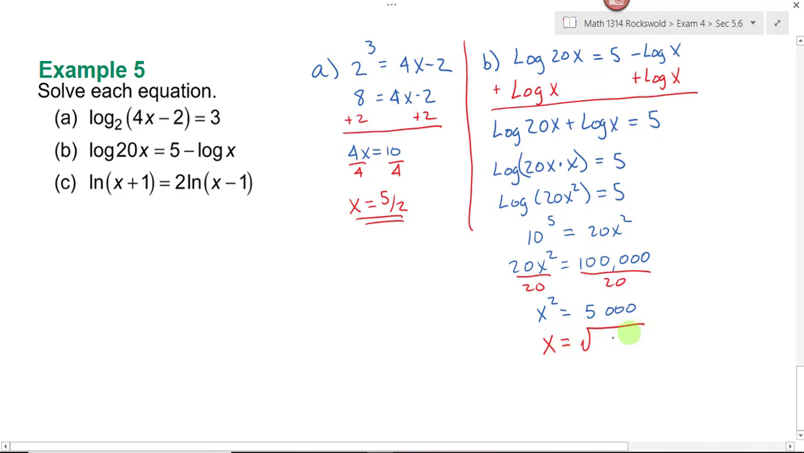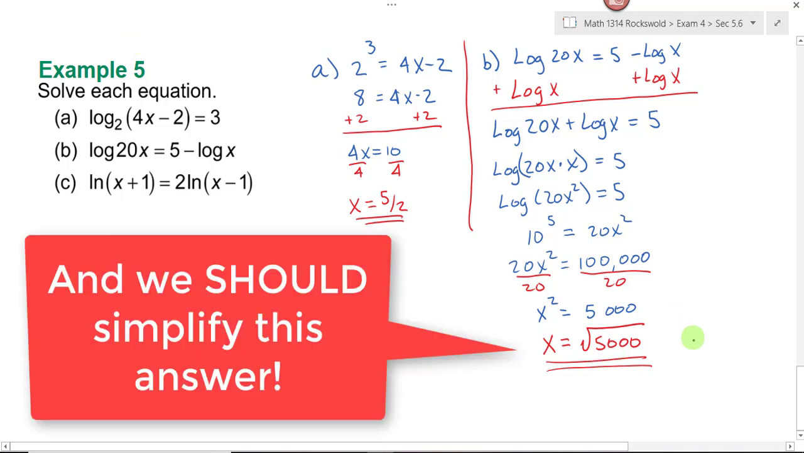minus the square root of 5,000, but I'm only going to keep the positive one because in my original problem I had an x right here and I can't have a negative value, so I'm going to just keep the positive one. Normally we would do plus or minus, but when you go back to the original problem you can't have a negative number in your argument. So my final answer here would be x equals the square root of 5,000.